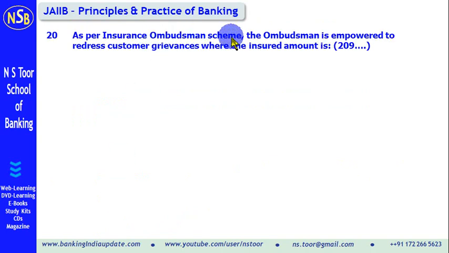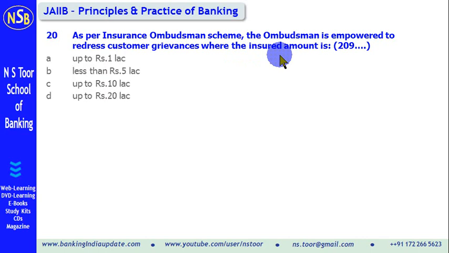As per Insurance Ombudsman scheme, the Ombudsman is empowered to redress customer grievances where insured amount is. So like banking ombudsman, there is an ombudsman for the insurance sector also. And the insurance ombudsman can look into the grievances where the amount is up to rupees 20 lakh. So we can see the options. So here is our option answer.